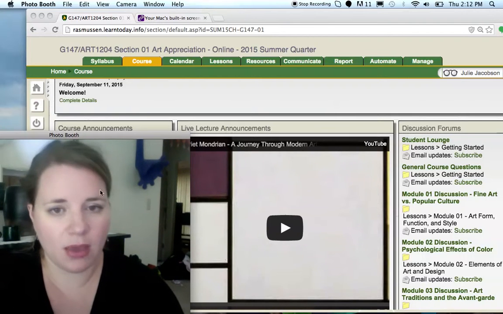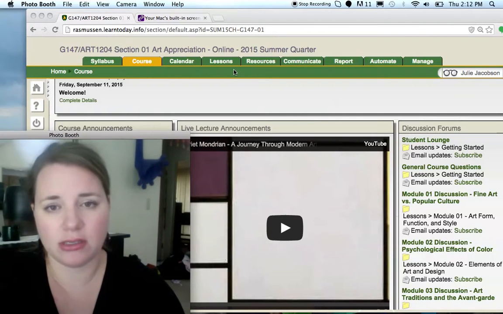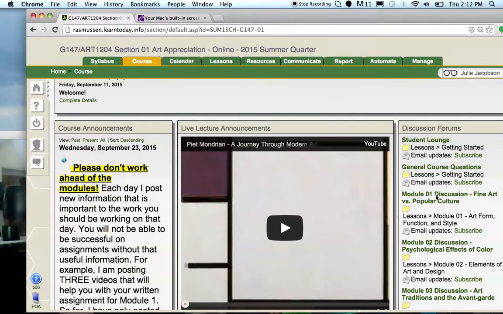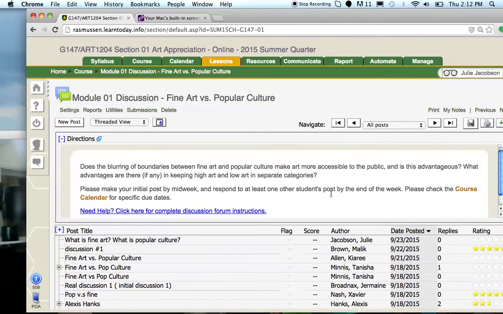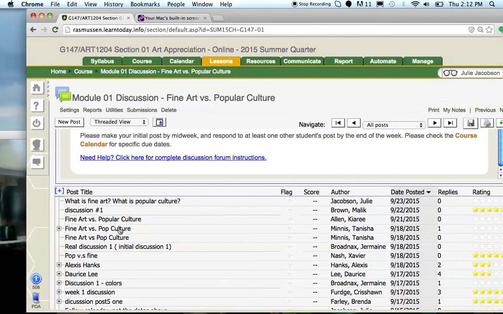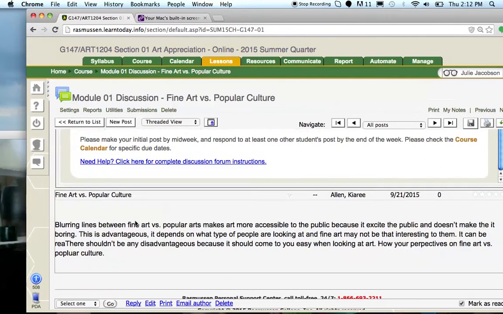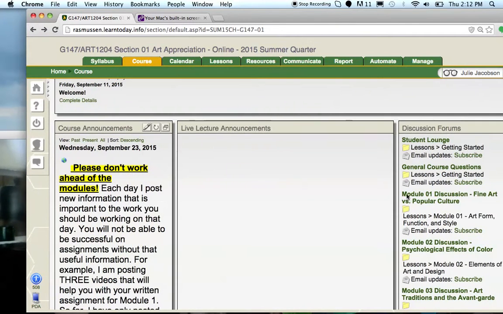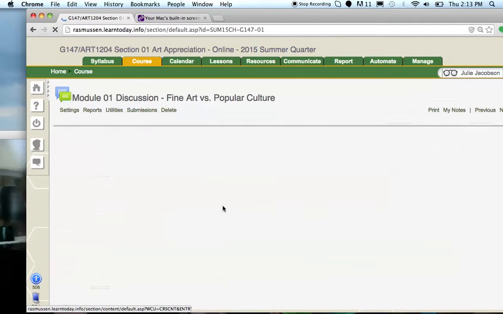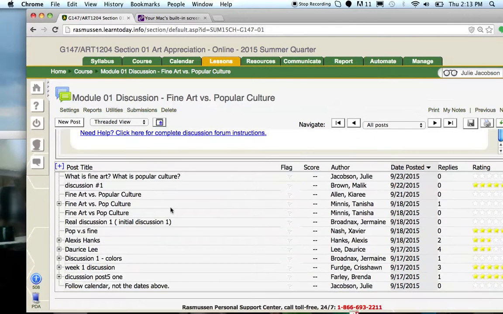And one more thing, when you respond to each other's discussion posts, let's go to the discussion board here for 1 second. When you post a response, I'm looking for 1 to 2 substantive paragraphs. I don't mean to pick on anyone in particular here. I'm just randomly clicking, but this is a pretty small paragraph. I really need to see 1 to 2 substantive paragraphs for each response.